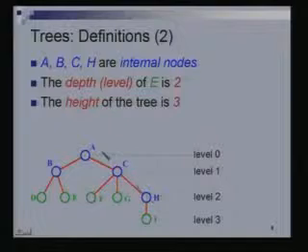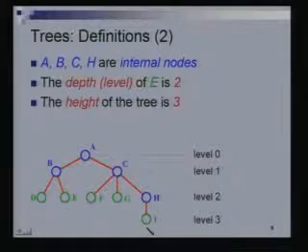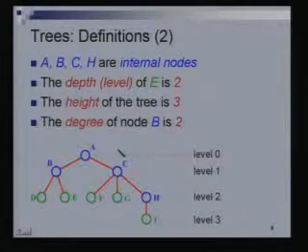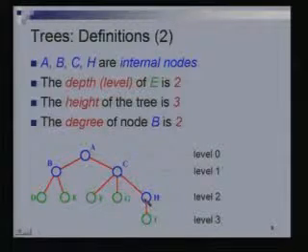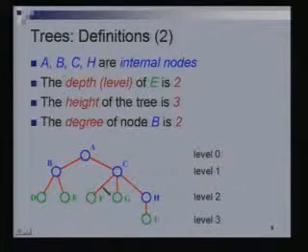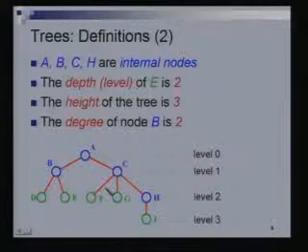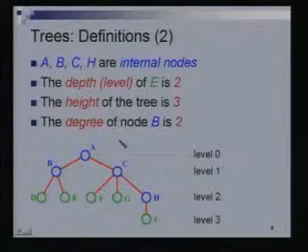The height of the tree is the maximum level of any node in the tree. So what's the maximum level of any node? It's 3. So the height of this tree is 3. Any questions till this point? The degree of a node is the number of children it has. B has degree 2, C has degree 3, H has degree 1. The leaves have degree 0 because they have no children. So basically, basic terminology, quite intuitive also. Any questions? No.